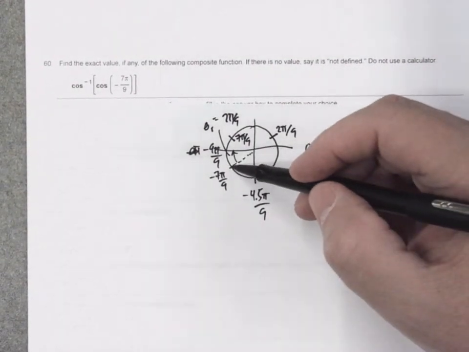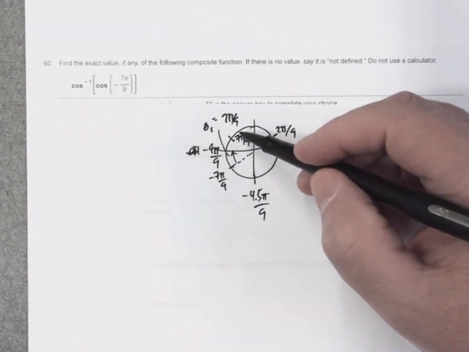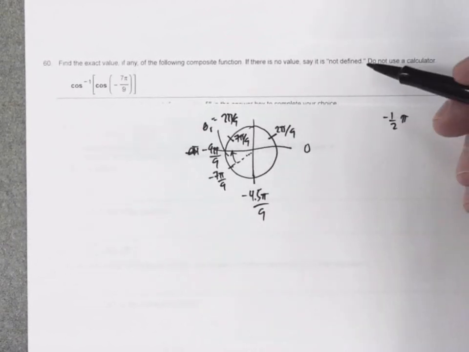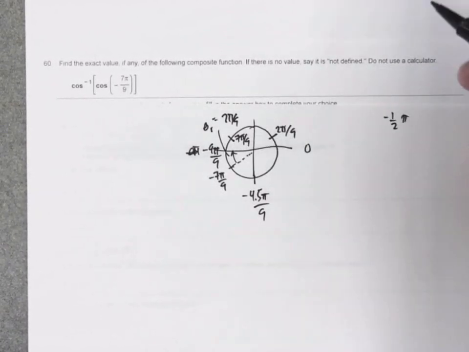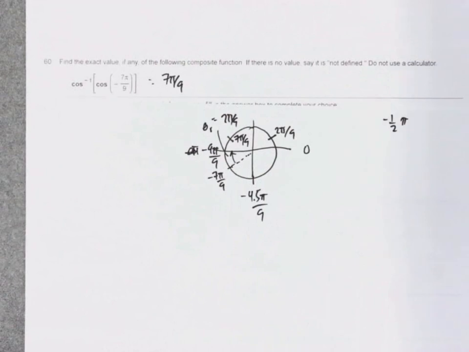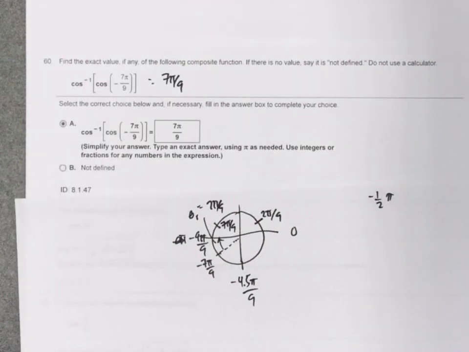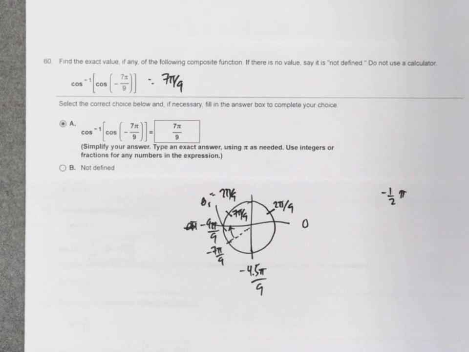Now the original angle, cosine's negative. So I need to choose one that gives me negative. Right? The cosine of this angle is negative. So I need to choose 7 pi over 9. Okay, that is correct. All right, those can be tricky. You can watch the video on that again if you need help and try and understand it.